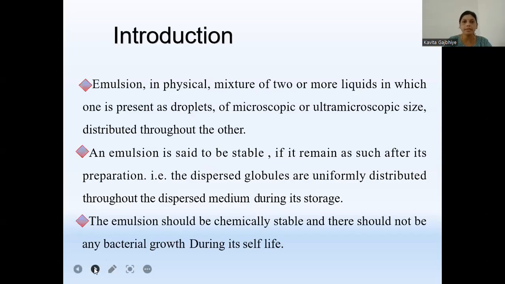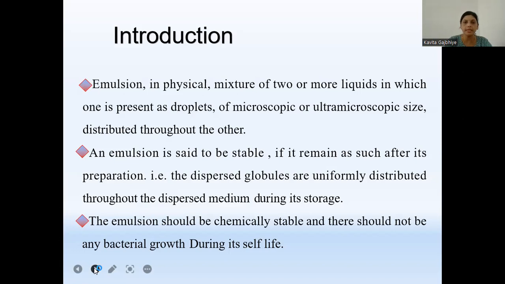So first of all, what is the meaning of emulsion? Emulsion is a physical mixture of two or more liquids in which one is present as droplets of microscopic or ultramicroscopic size distributed throughout the other. That means one phase is the dispersed phase, also known as the discontinuous phase, and the other is the dispersion medium, also known as the continuous medium.